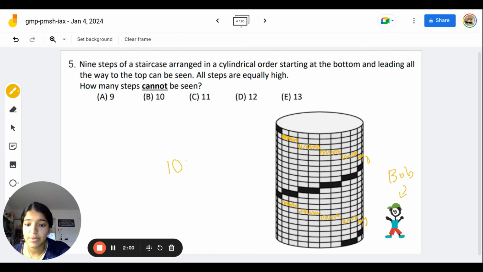So we take 10 steps and then we add the 2 steps that I can't see, but Bob can see, and we get 12 steps. So the steps that we can't see, there are 12. So the answer for number 5 is D.